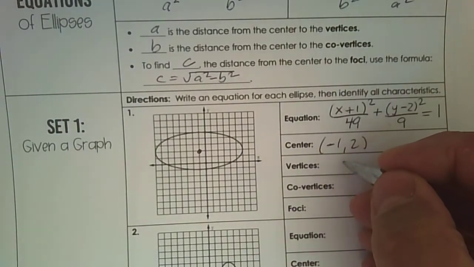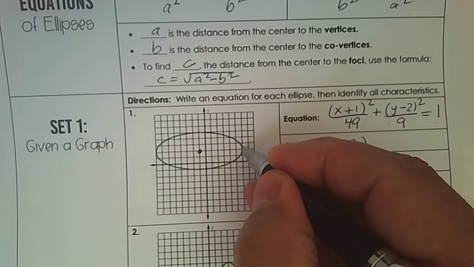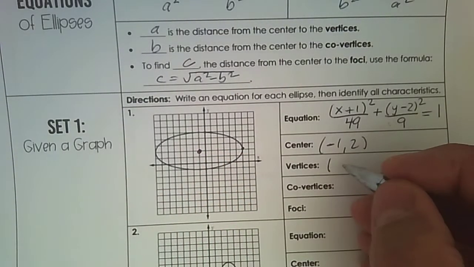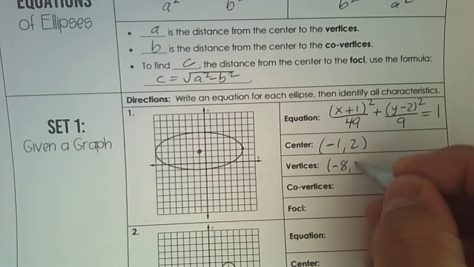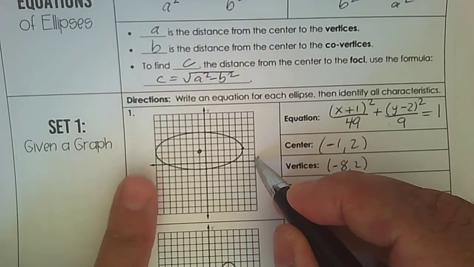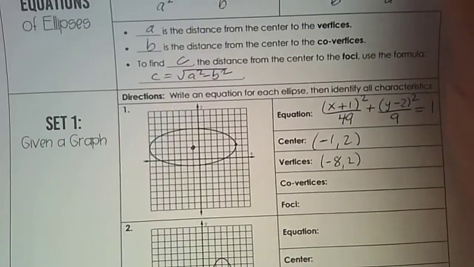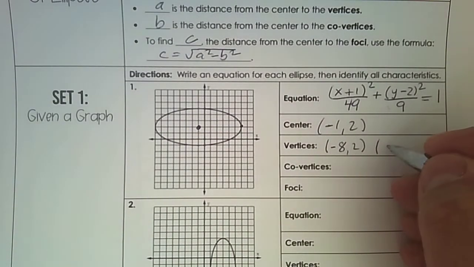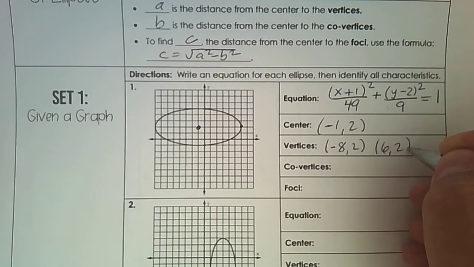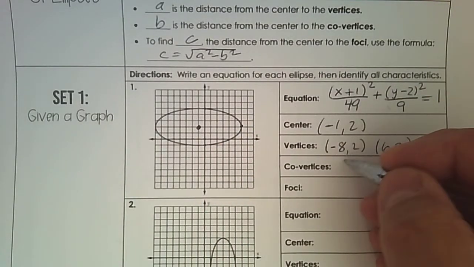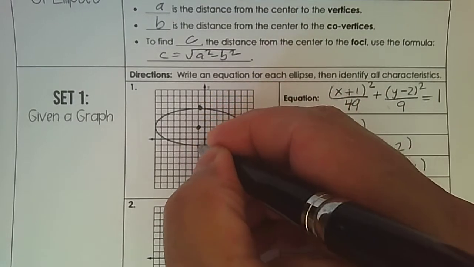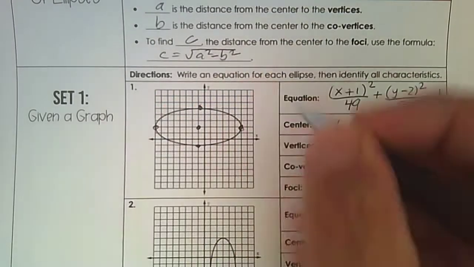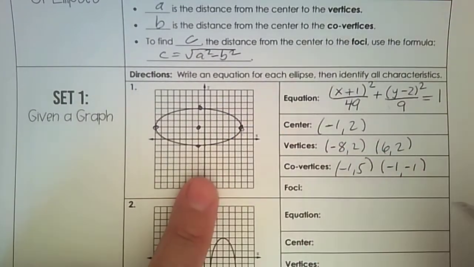Our vertices, so our major vertices, the ends here, are right on the graph. One is at -8 and 2. Again, this isn't 10 by 10, so it's 8 by 8. So -8 and 2, and the other one, to the right, would be at 6 and 2. The minor vertices, top and bottom, would be at -1 and 5, and the other one would be at -1 and -1. So that's these here at the ends. So we're finding these points, our major vertices and our minor vertices, and putting them down.